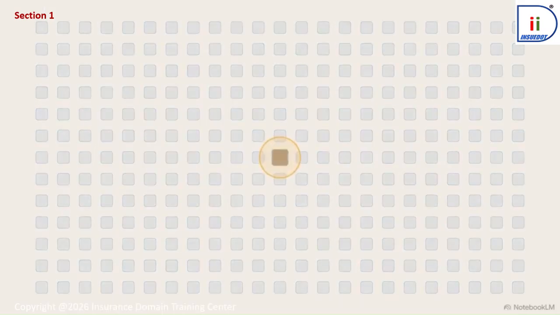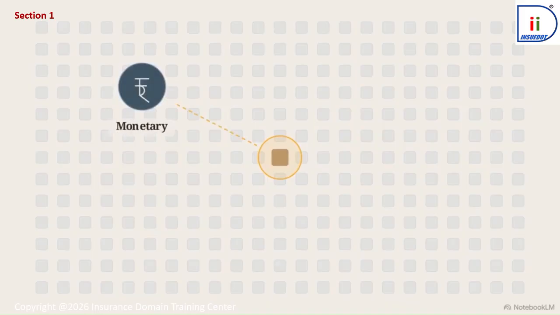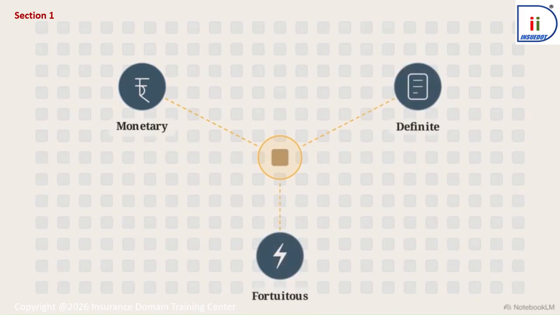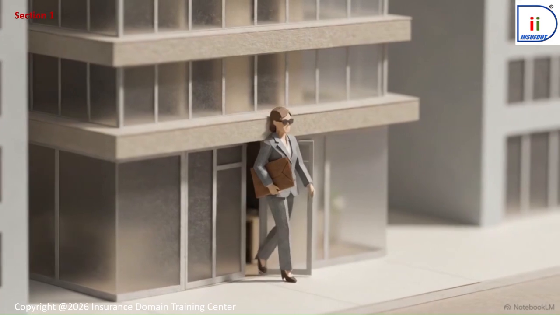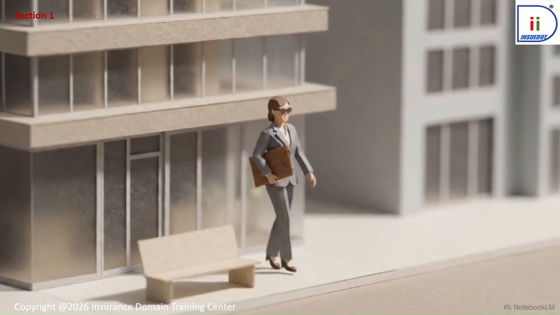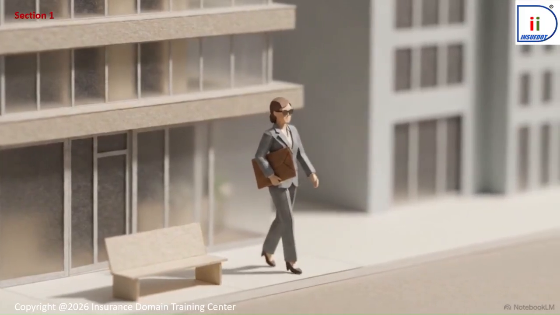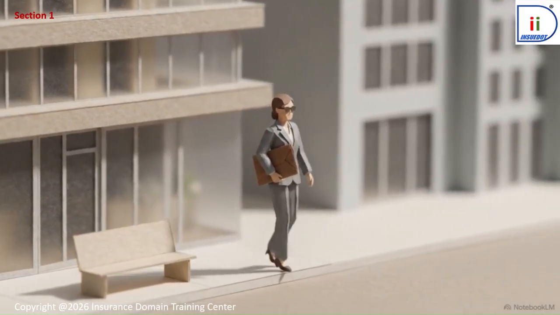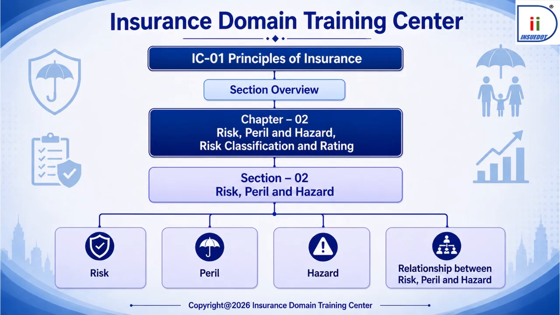It means the potential loss can be measured in monetary terms, verified with facts and results from an accidental event. Applying these 7 characteristics transforms insurance underwriting from a complex judgment into a logical, fair, and financially sustainable system for protecting people's financial future.